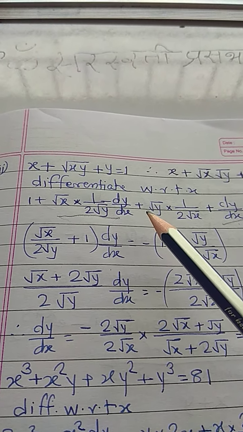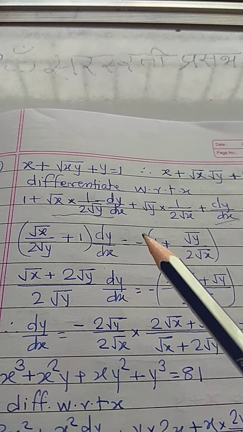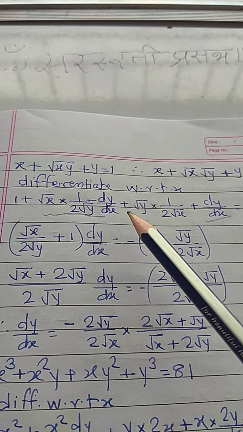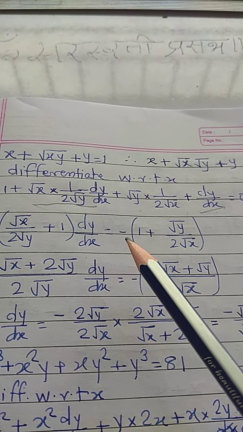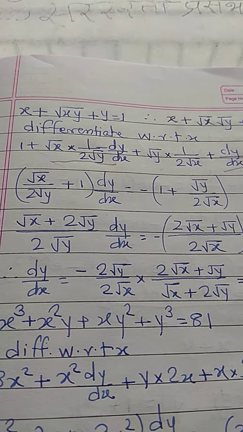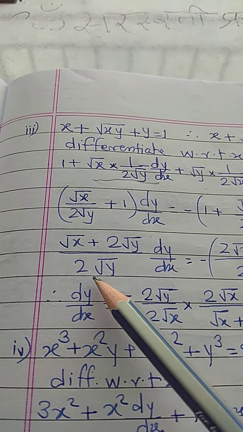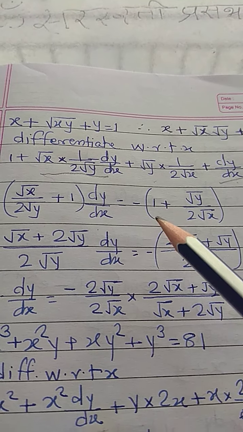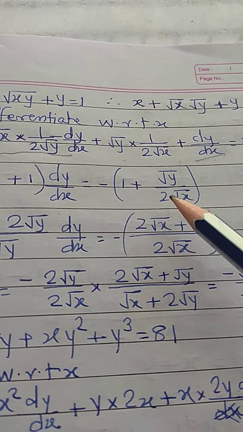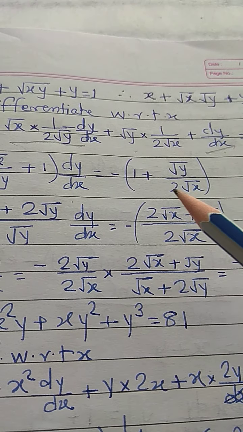This plus 1 plus root y upon 2 root x will go to that side and become minus. Now by cross multiplication we have root x plus 2 root y upon 2 root y, dy by dx as it is, this minus sign as it is. Here it is 2 root x plus root y upon 2 root x.